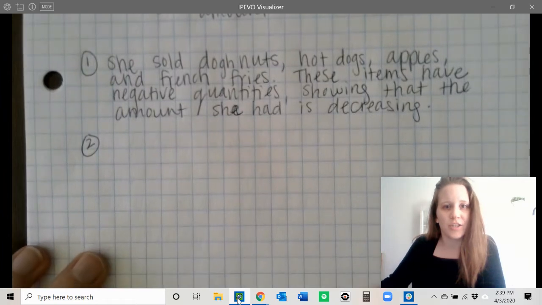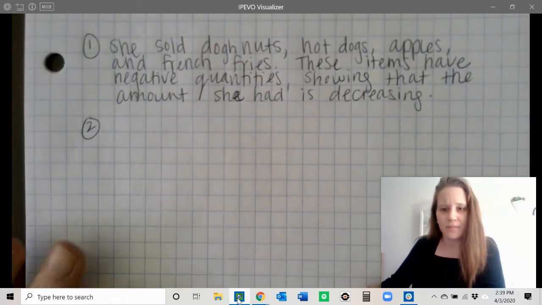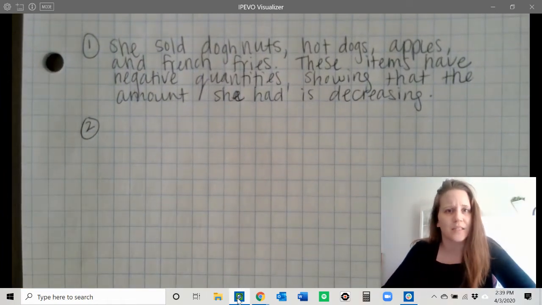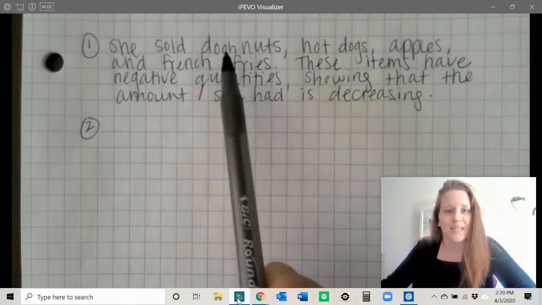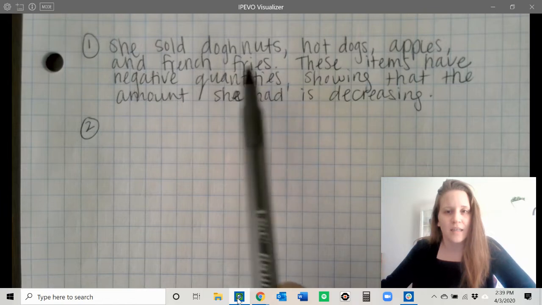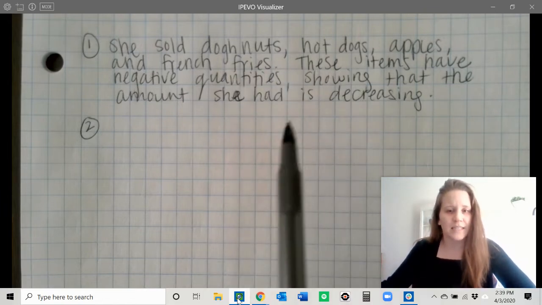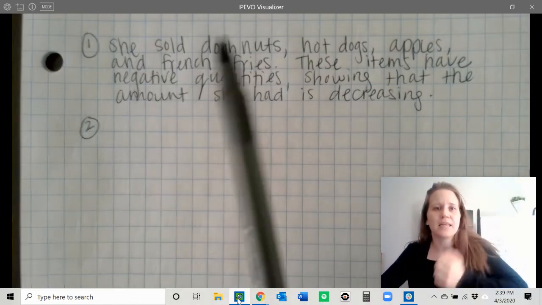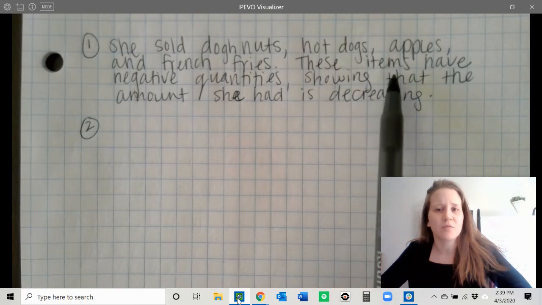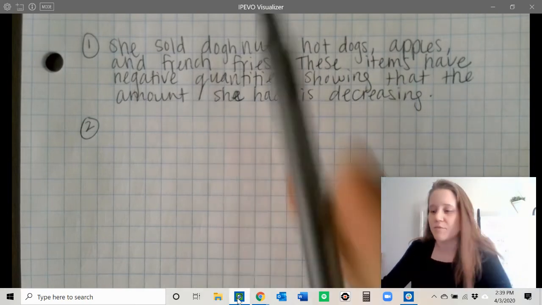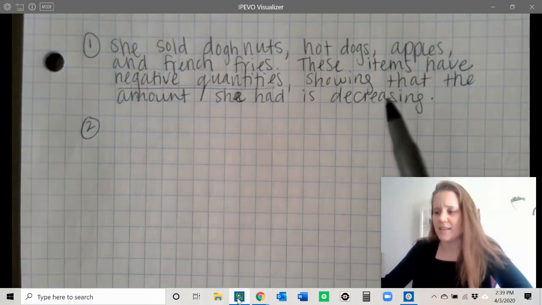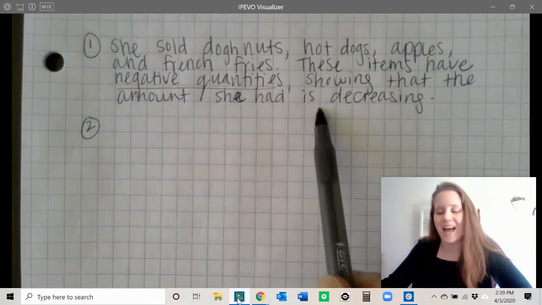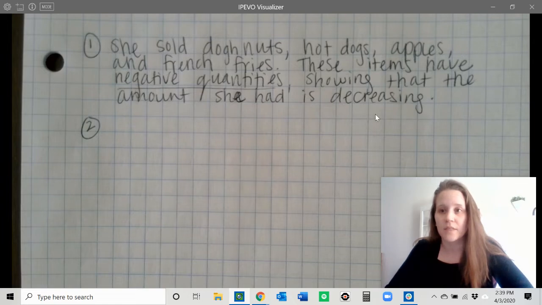All right, here is my answer for question one. The question asked what was being sold. I noticed that she sold donuts, hot dogs, apples, and French fries. And here's one way to think about it, or one way to reason about it. These items were the ones in the chart that had negative quantities. So what does that show? I think that shows that the amount she had is decreasing.